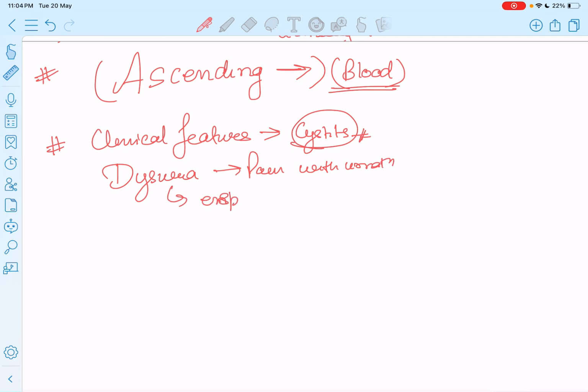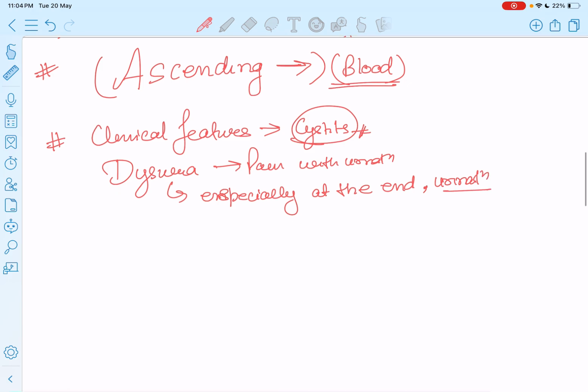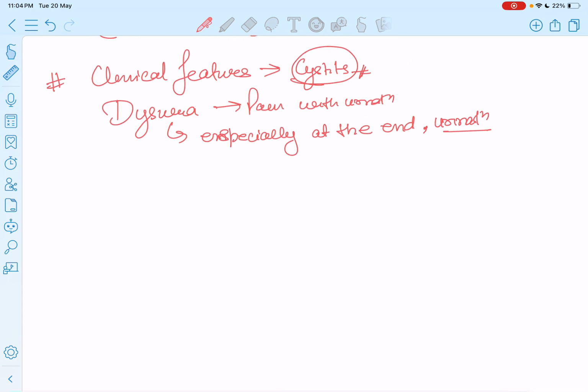You can also see in the question that a 48-year-old female is having pain at urination or infrequent urination, and they will ask you, and you can specifically see pain at the end of urination. From that you can find the answer, this is cystitis. This is the feature that you can use to differentiate between them.